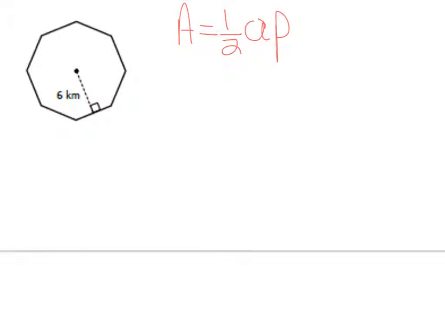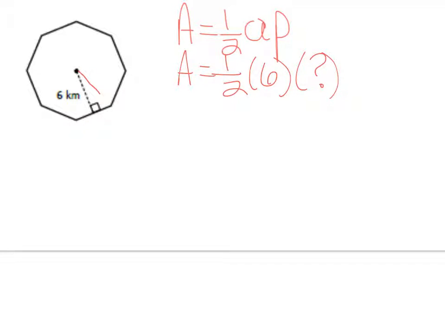Okay, so we start off with the formula. Area is equal to 1/2 A times P. And we're given that A is 6, but we don't have the perimeter. So I'm going to go ahead and write that in. 1/2, and we have 6, but we don't have our perimeter. So what we're going to have to do is create a special triangle.